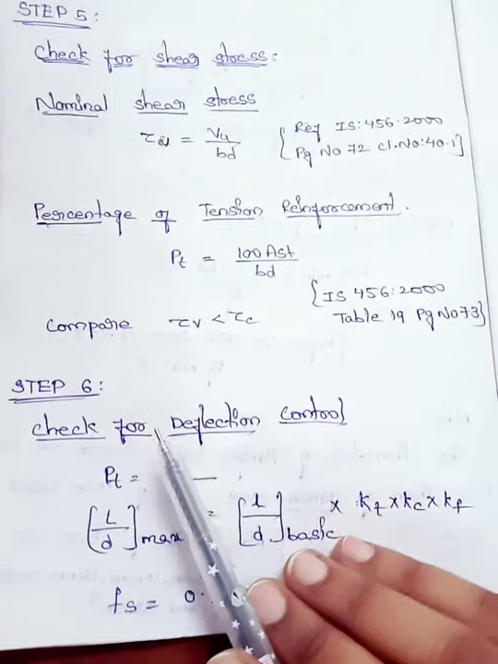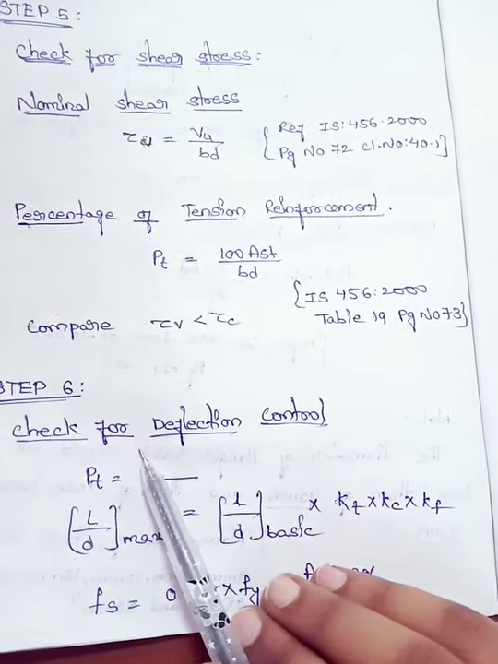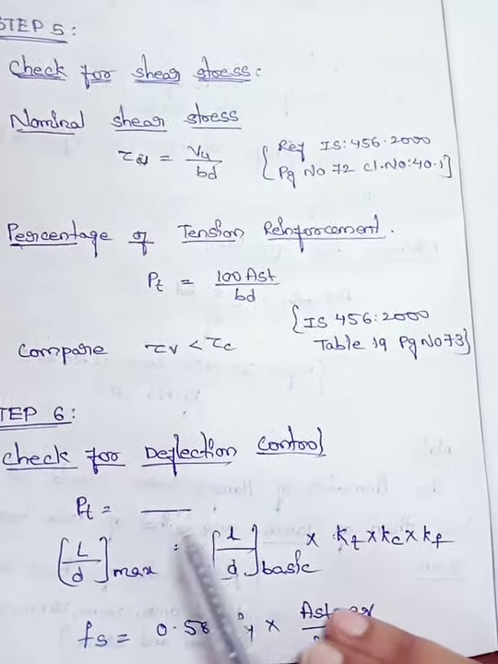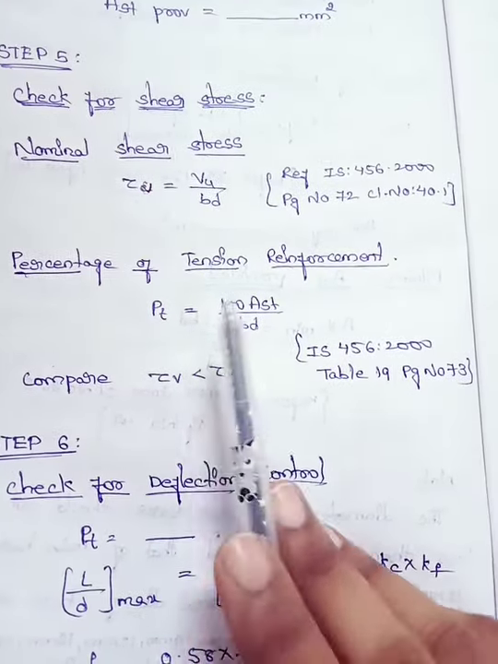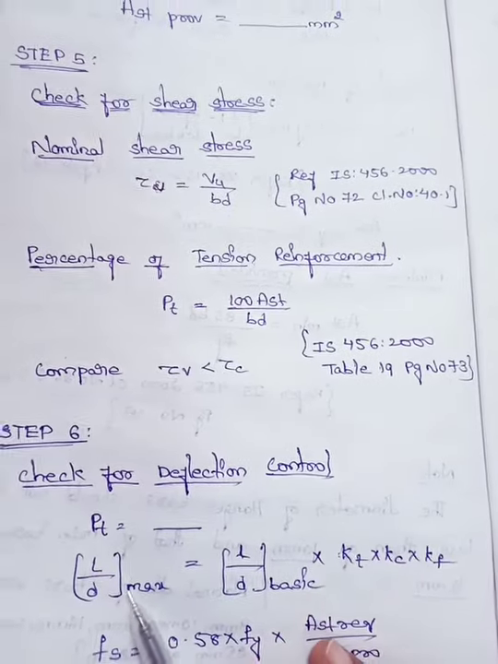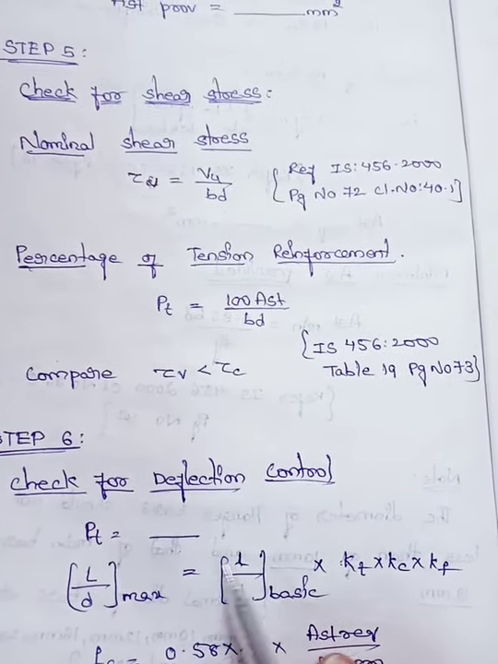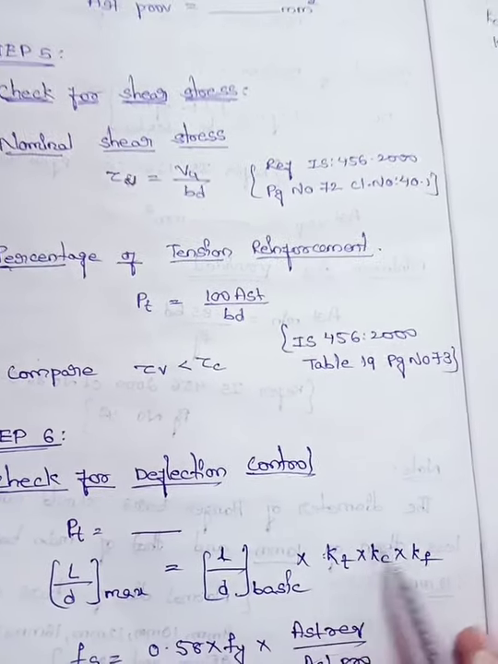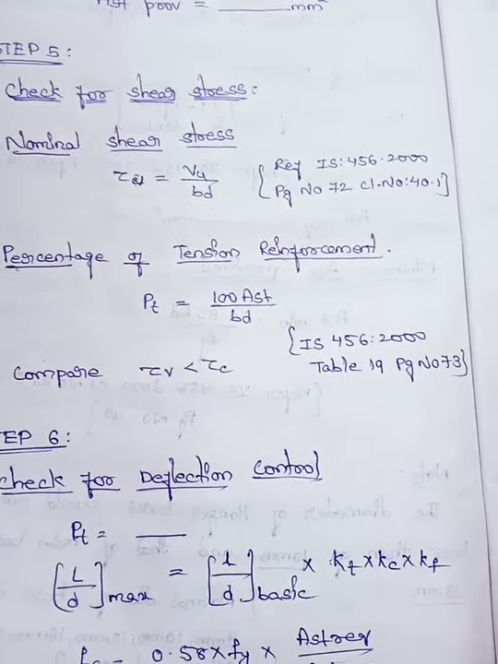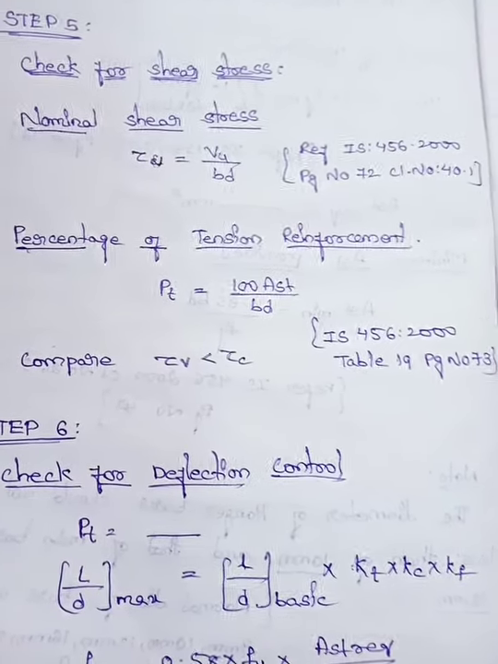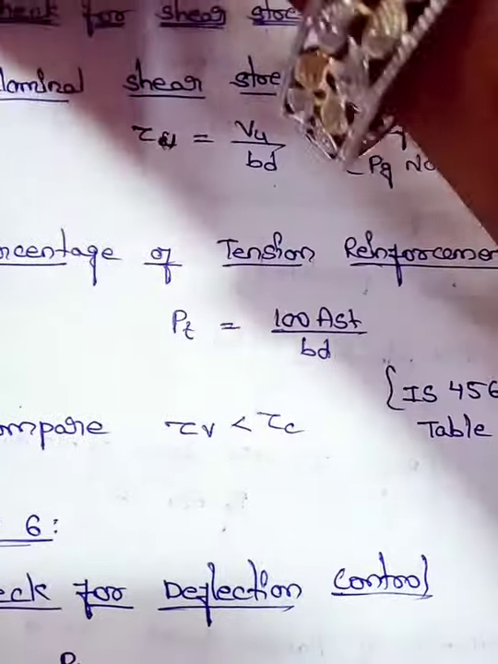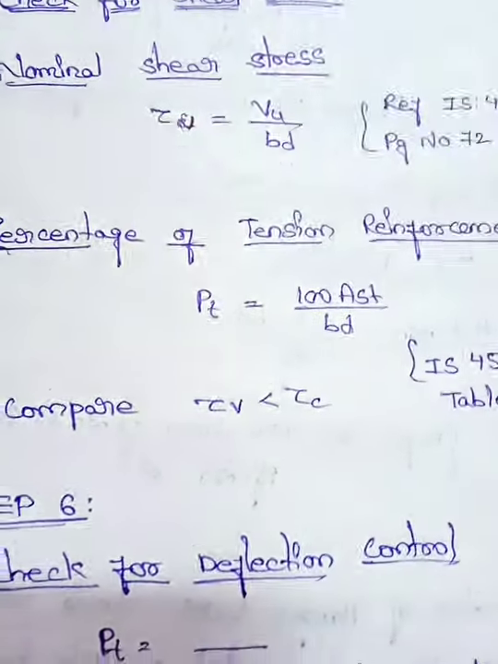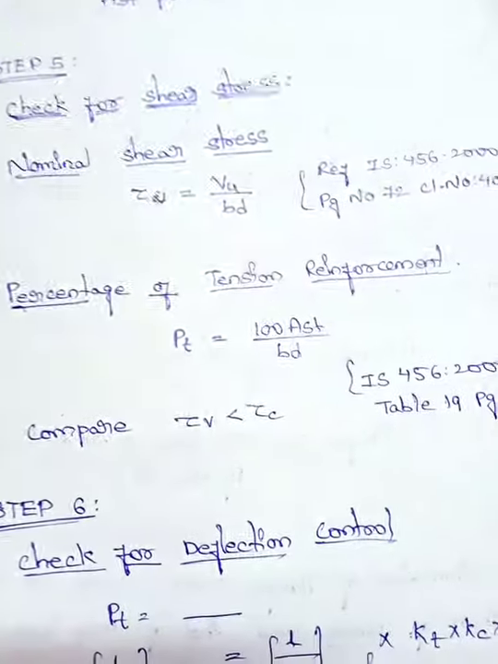After that, we need to cross check for deflection control also. Here pt you need to find based on the pt value we have calculated. So deflection control: L by d max is equal to L by d basic into kt into kc into kf. I'll show that also. Figure 4, 5 and 6.